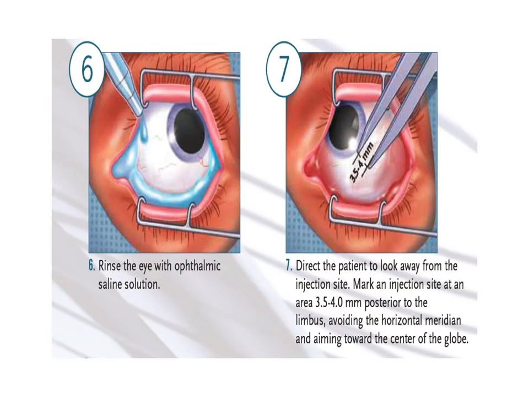The patient is asked to look in the opposite direction to the quadrant that is to be injected, and a caliper is used to measure 3.5 mm for pseudophakic and aphakic and 4 mm for phakic patients as a site for entrance into the sclera.